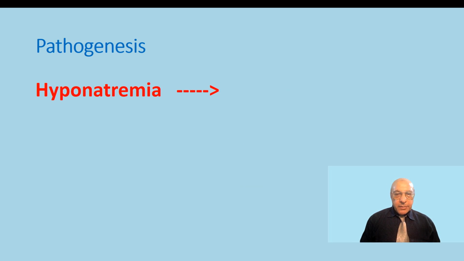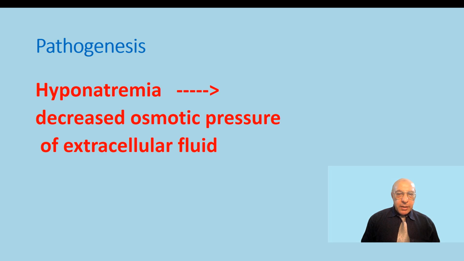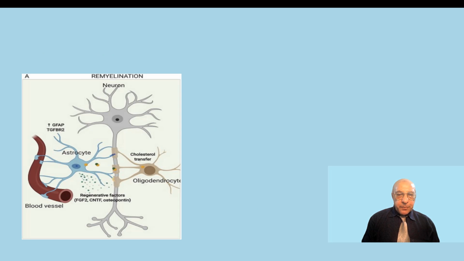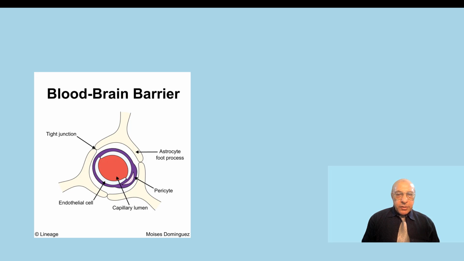Our topic today is about hyponatremia symptoms and signs. Hyponatremia is associated with a decrease of the osmotic pressure of the extracellular fluid. There is a tendency in such condition for water to move from the exterior of the cells to inside the cells, inducing cell swelling. The most affected organ is the brain, specifically the astrocytes, which constitute a very important part of the blood-brain barrier, become swollen.